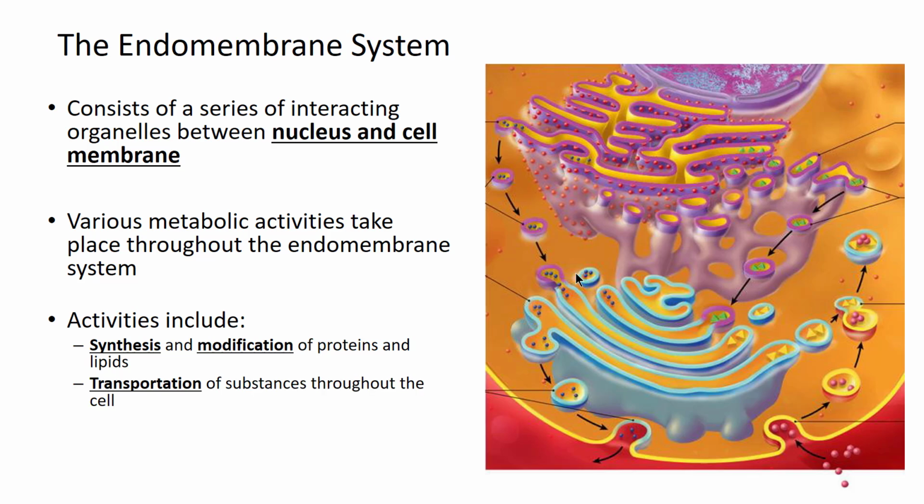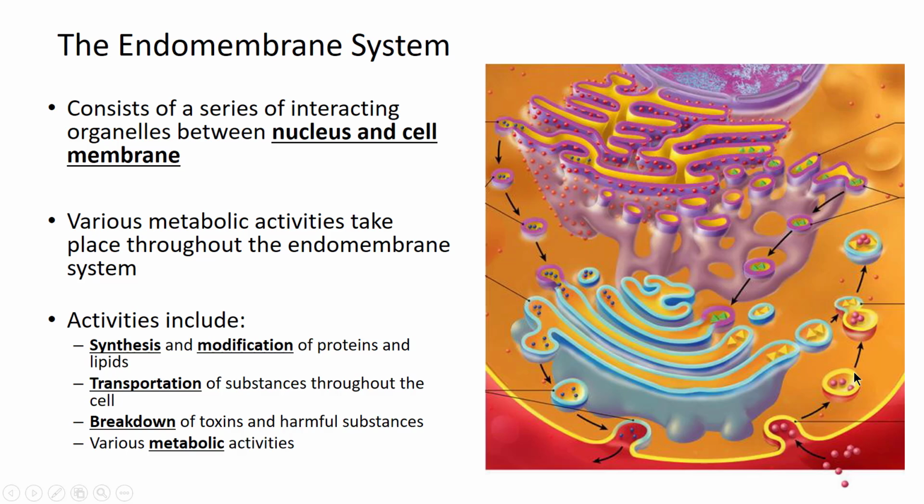That's one of the biggest generalizations of the endomembrane system. You're making and modifying. Now, things that are synthesized and modified then have to be transported. So transportation is another generalization. So what is made is then delivered.